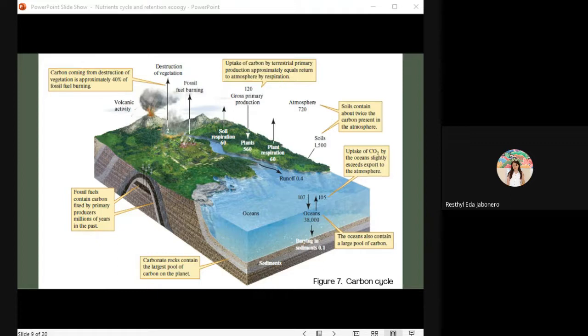Photosynthesis removes carbon dioxide from the atmosphere, whereas respiration by primary producers and consumers, including decomposers, returns carbon to the atmosphere in the form of carbon dioxide. The carbon dioxide level in the atmosphere is heavily influenced by the carbon reservoir in the seas.